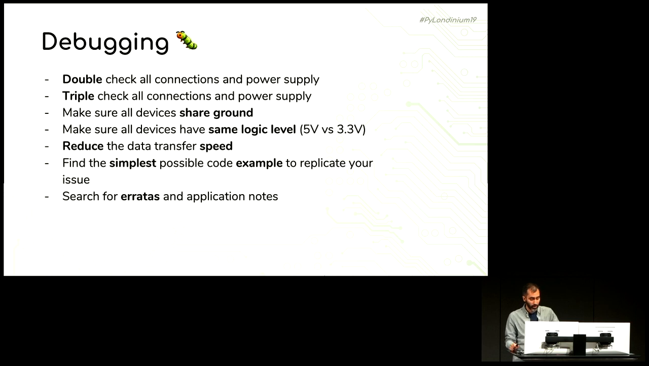If it still doesn't work, make sure you search for errata and application notes. A lot of the times, there will be bugs on the silicon, and it's good to know what those are. Sometimes they will include workarounds. Really, they all should include workarounds. And application notes may actually give you a bit of an example and a description of the exact steps that you need to do to communicate with your device. So that's useful as well.